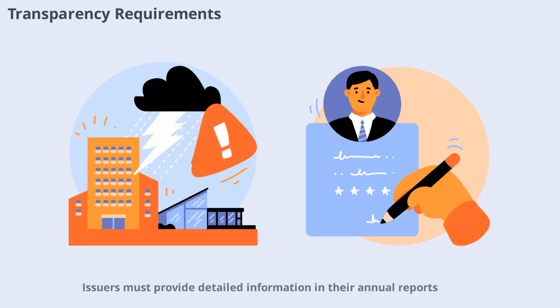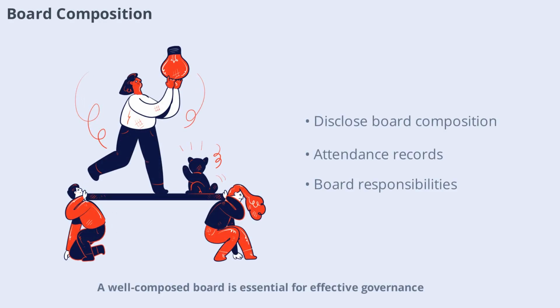Transparency is a cornerstone of effective corporate governance. Issuers must provide detailed information in their annual reports, covering the entire accounting period and any significant events up to the publication date. This includes narrative statements on governance practices, compliance with code provisions, and explanations for any deviations. Such transparency builds trust with shareholders and other stakeholders, ensuring that everyone has access to the information needed to make informed decisions.